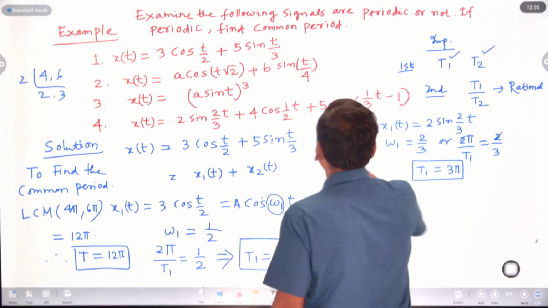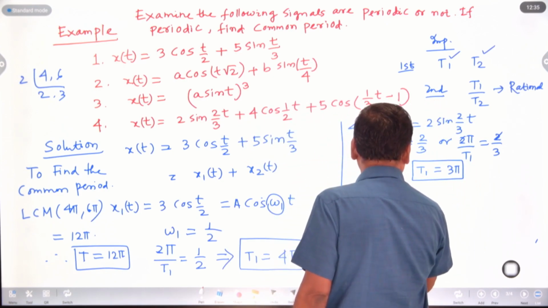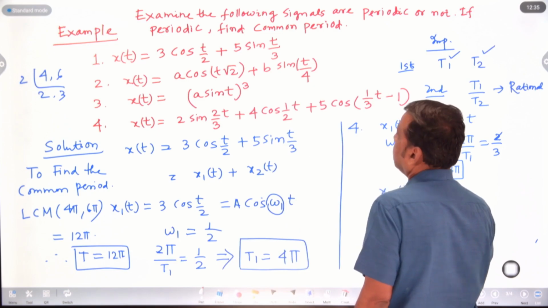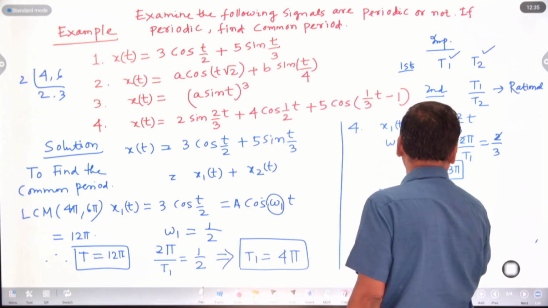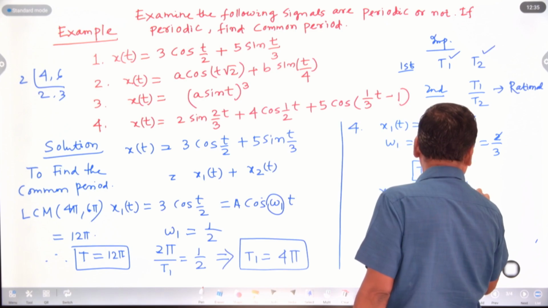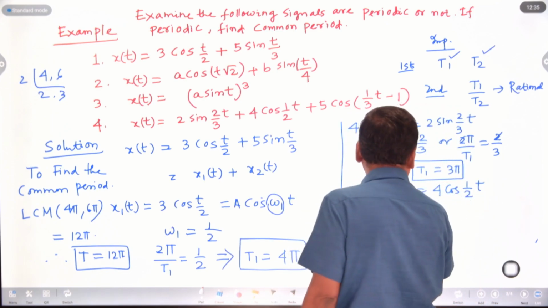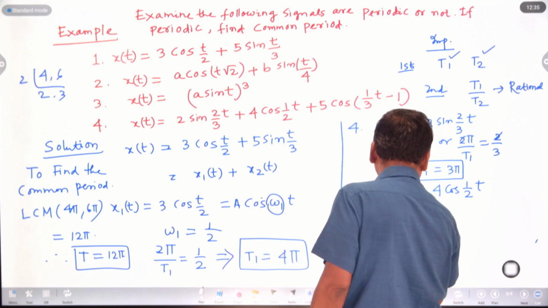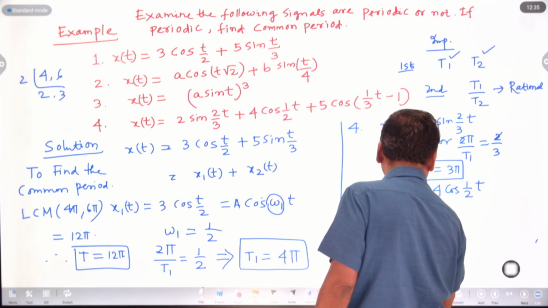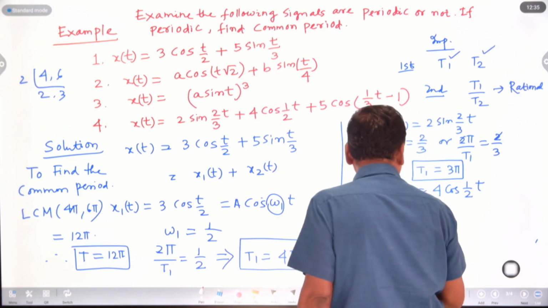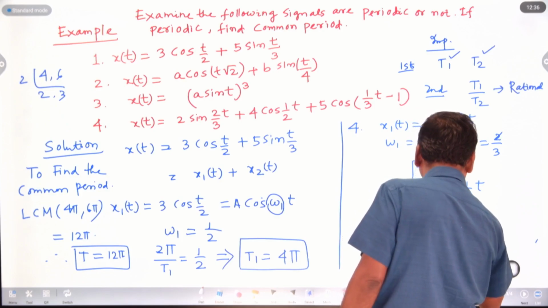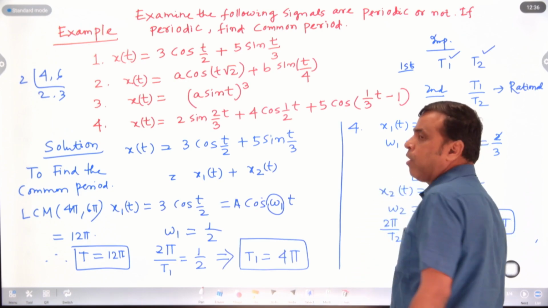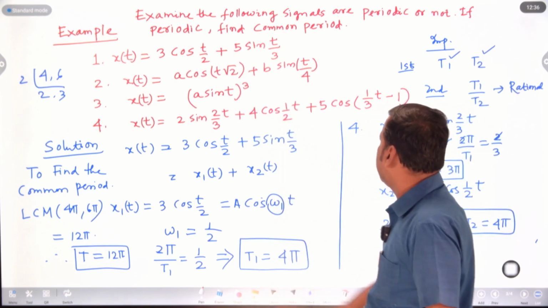Similarly, x2 of t equal to 4 cos 1 by 2 t, and here omega 2 is how much? Omega 2 equal to 1 by 2. Omega 2 is nothing but 2 pi by T2 equal to 1 by 2, or T2 equal to 4 pi. This is your T2, the fundamental period of the second continuous signal.